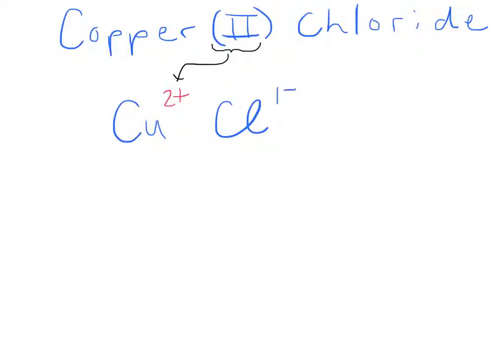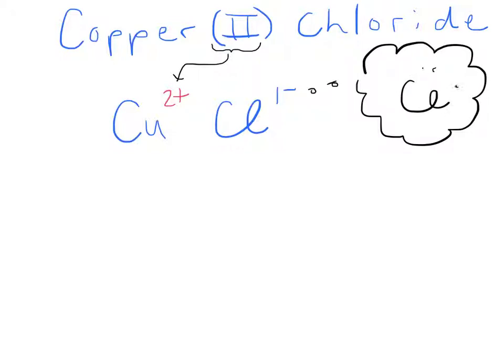I knew that because chlorine has 7 valence electrons. So in my head I thought of chlorine, and I know that chlorine has 1, 2, 3, 4, 5, 6, 7 valence electrons, and it's likely to get one more to get a full orbit. So then what I do is I take the charges and I cross them over to get the formula of CuCl2.